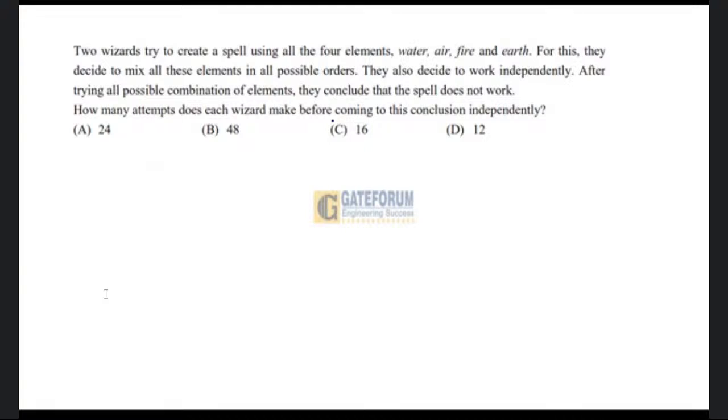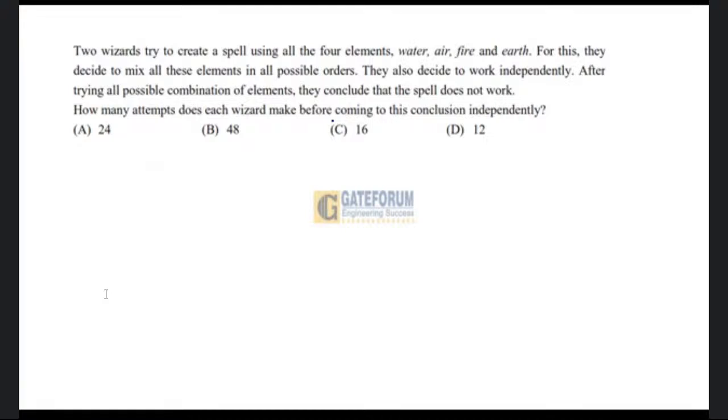Next, two wizards try to create a spell using all the four elements: water, air, fire, and earth. For this, they decide to mix all these elements in all possible orders. They also decide to work independently. After trying all possible combination of elements, they conclude that the spell does not work.